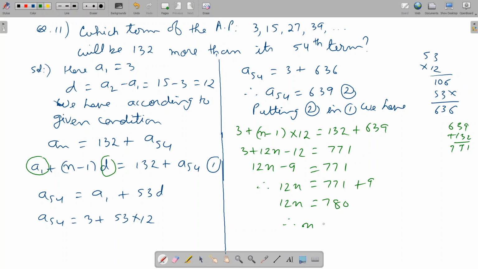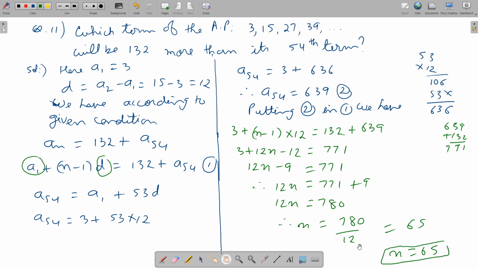Therefore n equal to 780 divided by 12. We know that 12 into 6 is 72. So 78 minus 72 is 6, and we get 60 here. 12 into 5 is 60. So this will be 65. So n will be equal to 65. Therefore the 65th term will be the required term. The 65th term will be 132 more than the 54th term. So this is our answer.